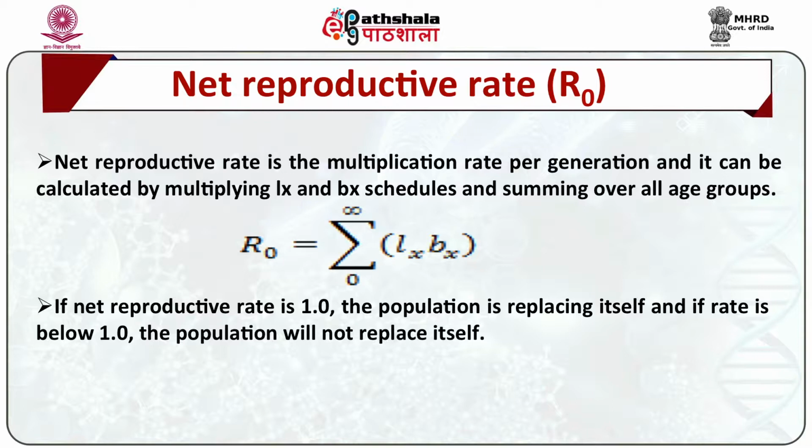Net reproductive rate is thus the multiplication rate per generation, and it can be calculated by multiplying the lx and Bx schedules and summing over all age groups. If the net reproductive rate is equal to 1, the population is replacing itself, and if the rate is below the value of 1, then the population will not replace itself.